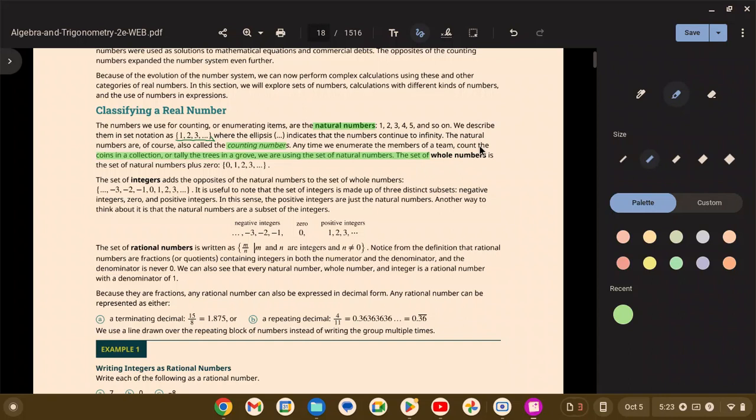The set of integers. This highlighter isn't very good. Never mind, I'm not going to use highlighters, I'm just going to underline. The integers add the opposites of the natural numbers to the set of whole numbers. So in addition to the whole numbers, you have all the negative variants, or essentially the variant with the opposite polarity.